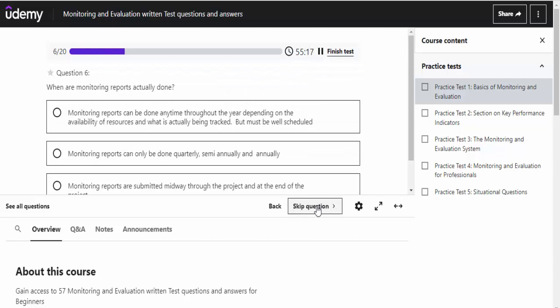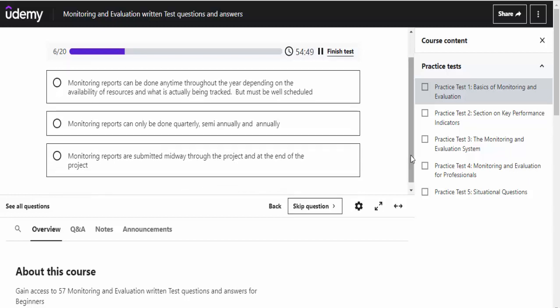Now, question 6, when are monitoring reports actually done? Monitoring reports can be done anytime throughout the year depending on the availability of resources and what is actually being tracked, but must be well scheduled. Very good answer. Let's go to the next answer. Monitoring reports can only be done quarterly, semi-annually, and annually.